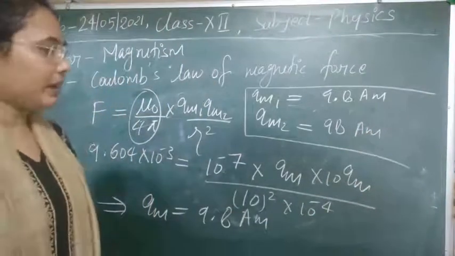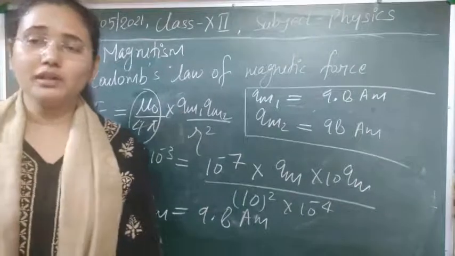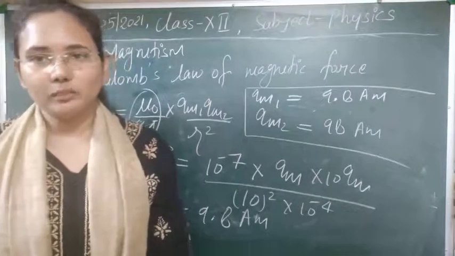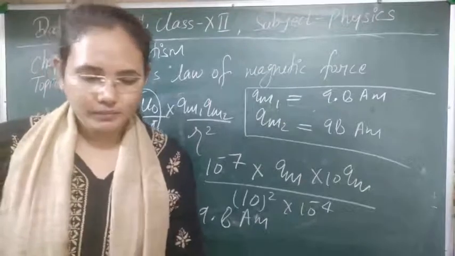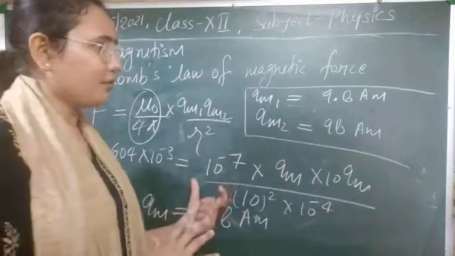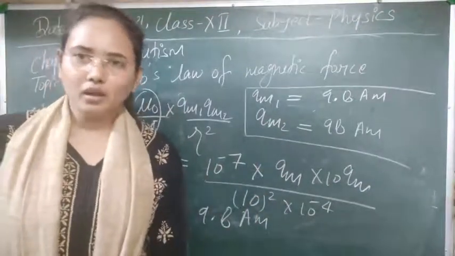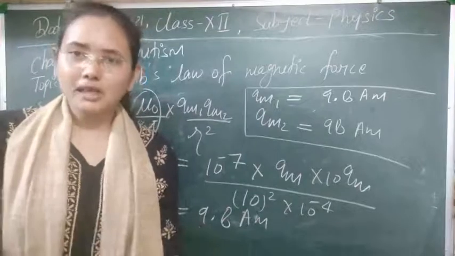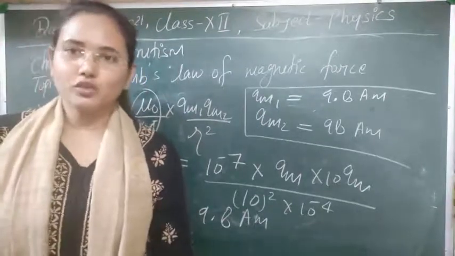So easily by using Coulomb's law of magnetic force, you can find out the pole strength, and the force with which the poles are interacting with each other. After this discussion of magnetic force, numerical problems are given already; you can solve them with the help of the same concept that you utilized in the chapter on electric forces.